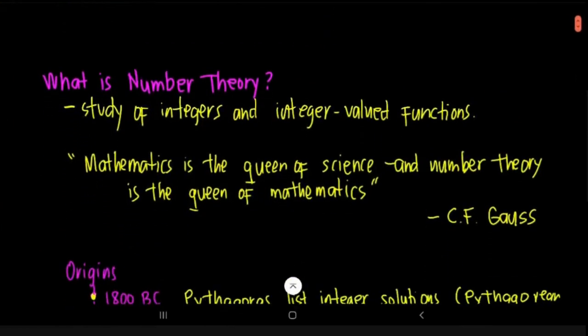So what is number theory? Number theory is the study of integers and integer-valued functions. According to Gauss, mathematics is the queen of science, while number theory is the queen of mathematics.